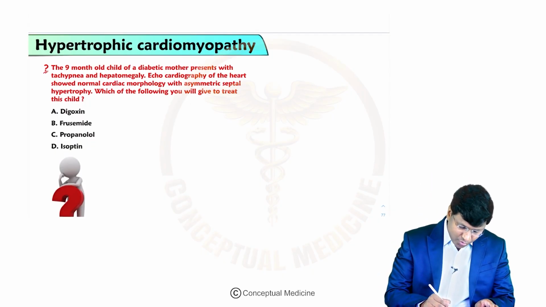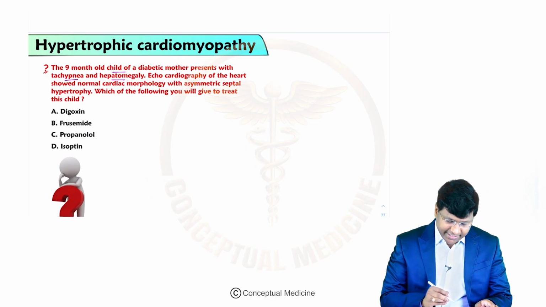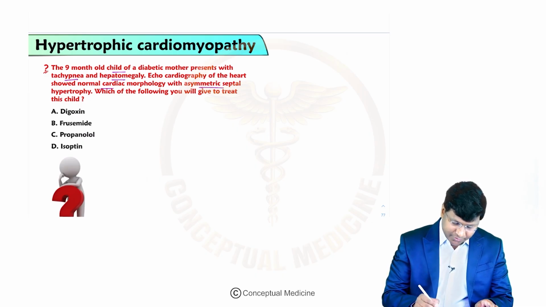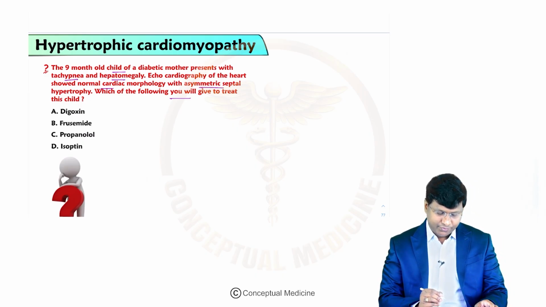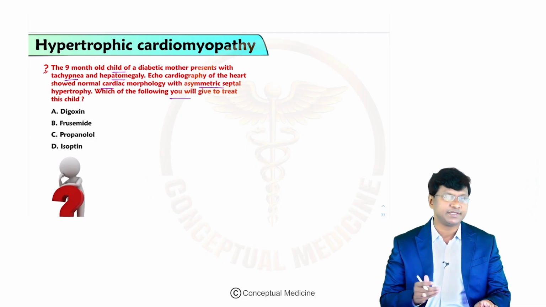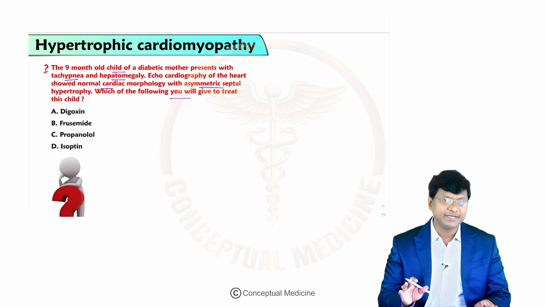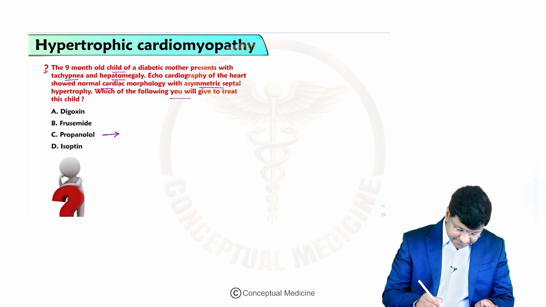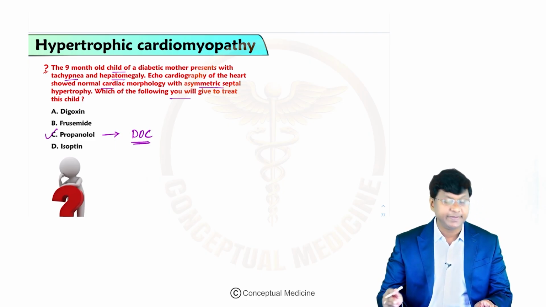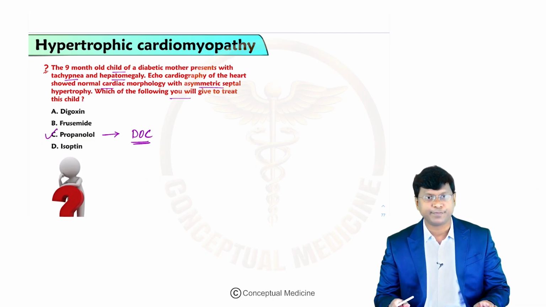See, a 9-month-old child of a diabetic mother presents with tachycardia and hepatomegaly. Echocardiography of the heart showed normal cardiac morphology with asymmetrical septal hypertrophy. Which of the following you will give to treat this child? Digoxin, furosemide, propranolol, isopten. Isopten is nothing but your nitrate. So let me tell you, the drug of choice for patients with hypertrophic cardiomyopathy will be the beta blocker, that is propranolol.